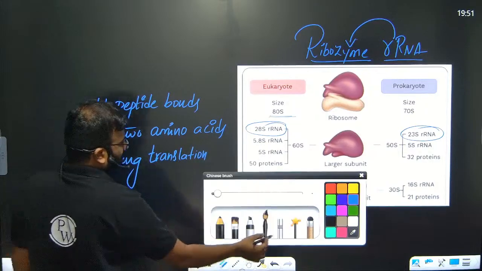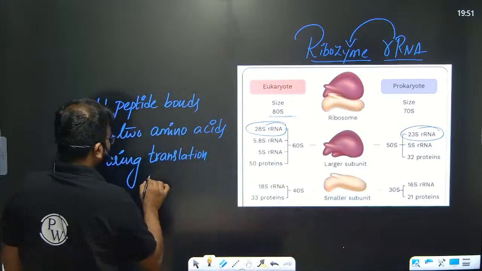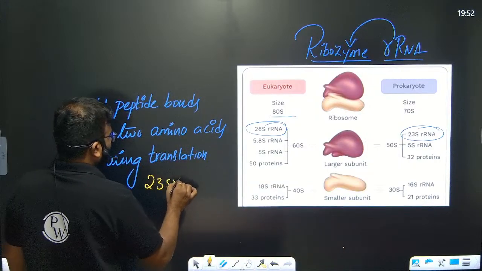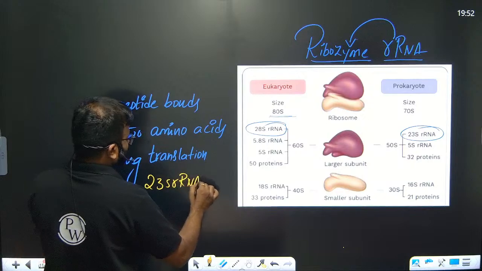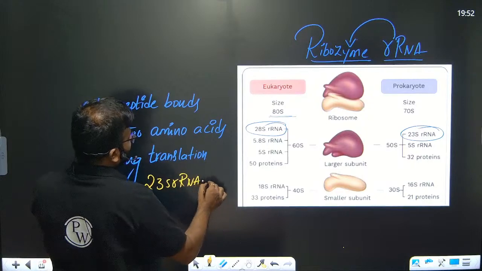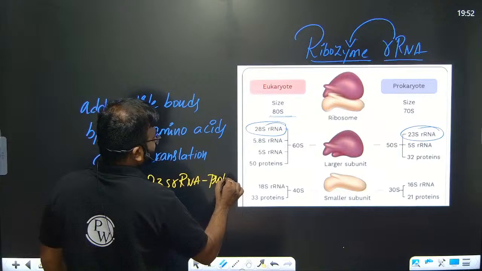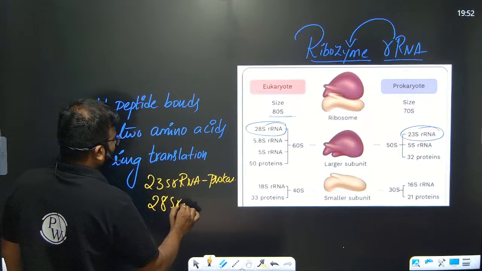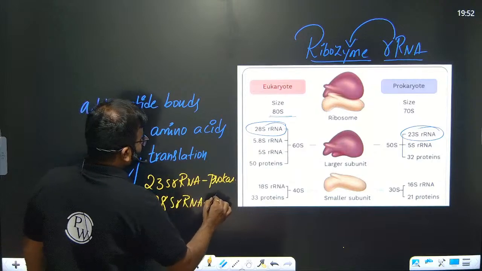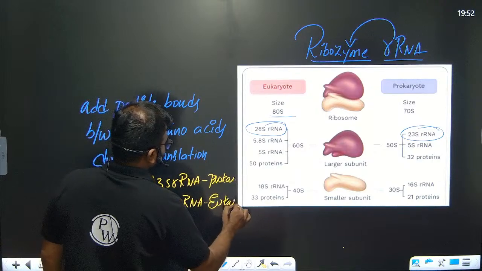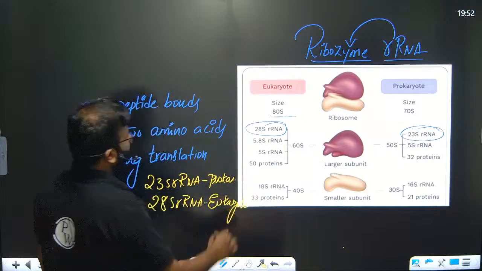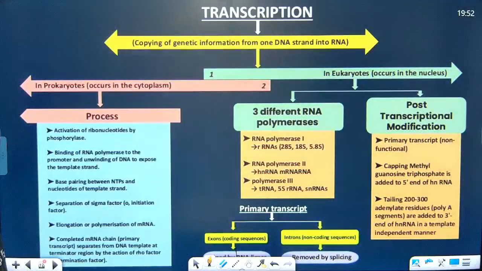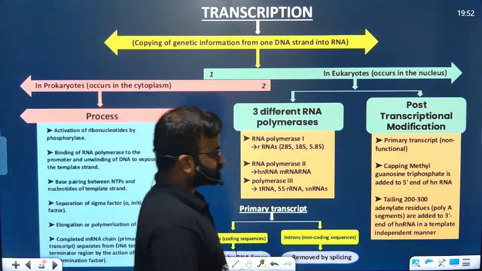Obviously, 23S rRNA is present in prokaryotes, whereas the 28S rRNA is present in eukaryotes. Okay.